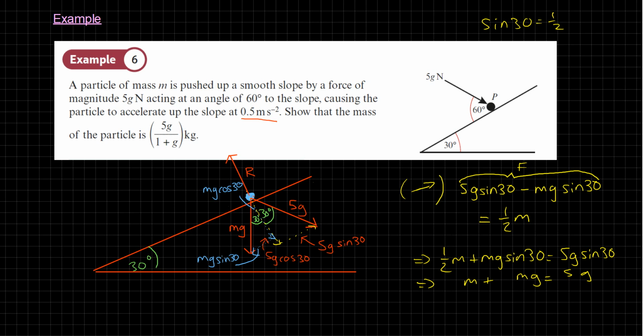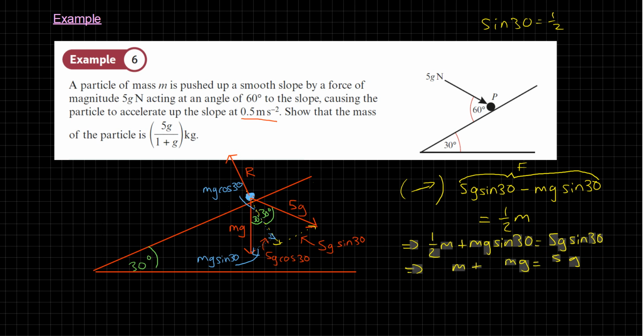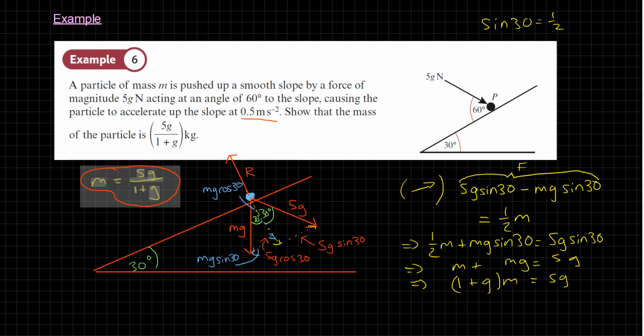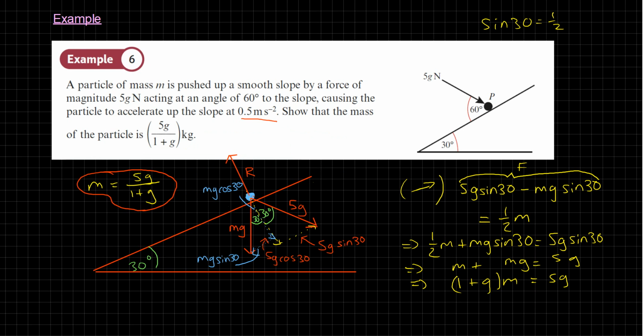Okay, let's just make a bit of space. So now let's collect the m terms together. So we've got one lot of m plus g lots of m, factoring there, and that's equal to 5g. And then all we do is divide both sides by 1 plus g, so we get 5g all over 1 plus g, and that's it, we've got the answer. We have found the mass of the object. And it matches. Perfect. Cool.